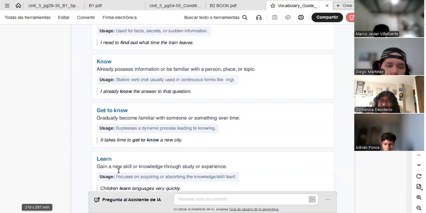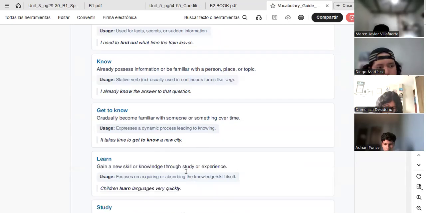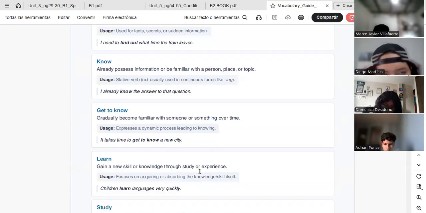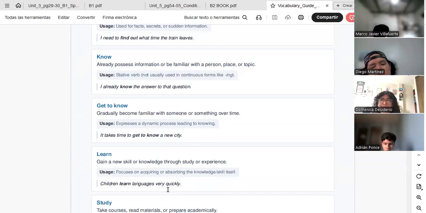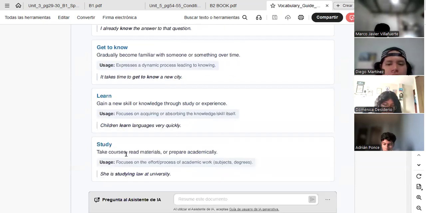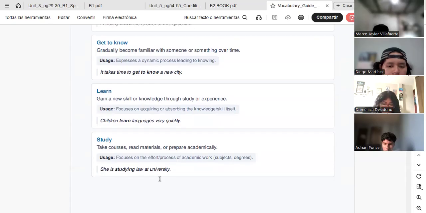Learn: gain a new skill or knowledge through study or experience. Learn, aprender. That's easy, right? Children learn language very quickly. Study: take courses, read materials, or prepare academically. She's studying language at the university. Study, estudiar. Right? That's easy as well.